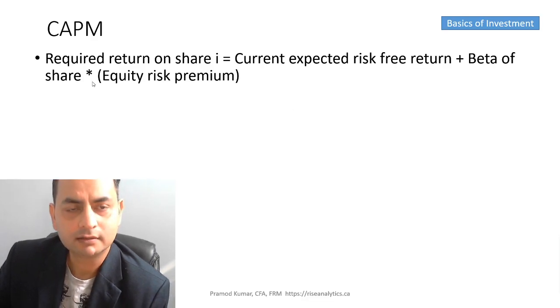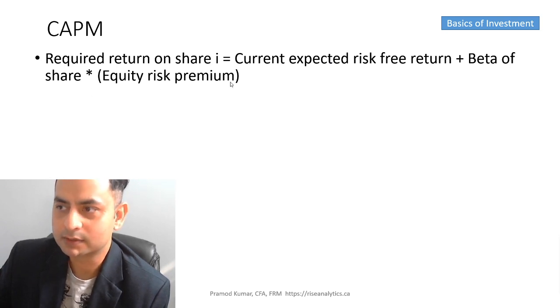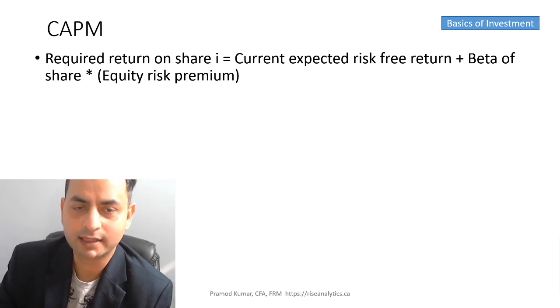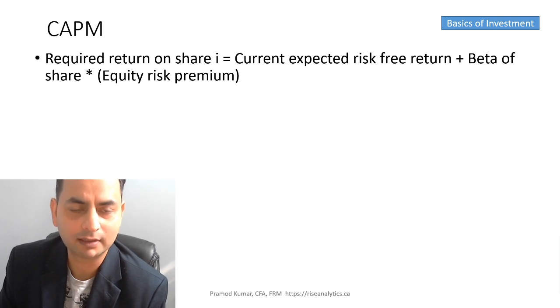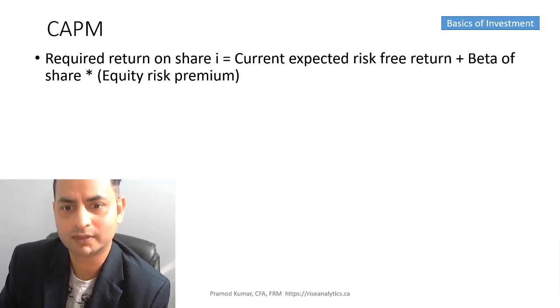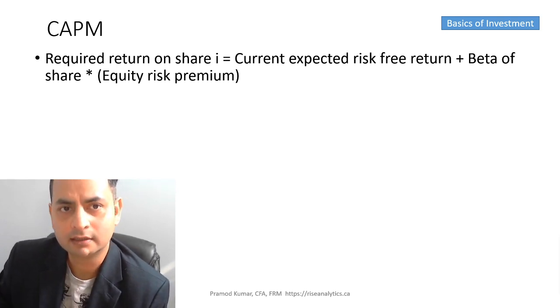So the formula for the required return on a share, or we can say equity, is the current expected risk-free return plus the beta of the share times the equity risk premium. Don't worry, I'll use a lot of whiteboarding, and I'll take two share examples, Tesla and Walmart, and calculate the required return on a share for those two companies. But before I do that, I'll go through each component.